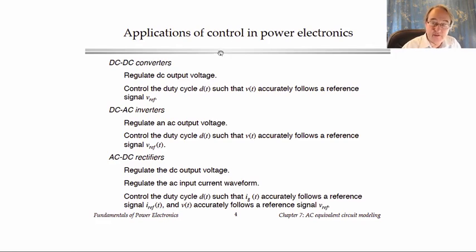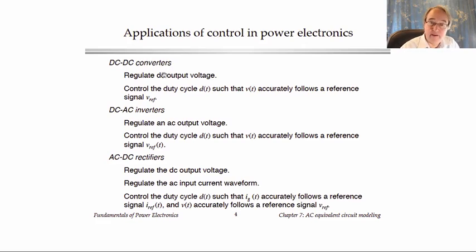Some applications of control. We nearly always have a control system in any power converter. In a DC-DC converter, a typical application is to regulate the DC output voltage, as I've just described. The control system will adjust the duty cycle automatically, again, to make the output voltage accurately follow a reference signal.